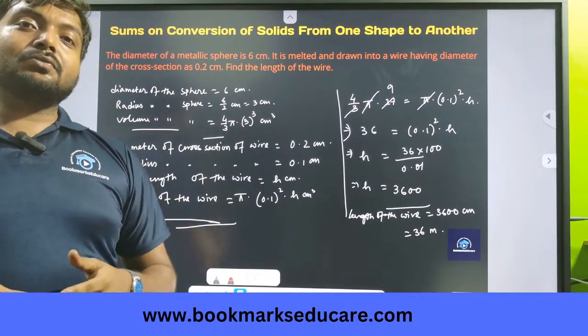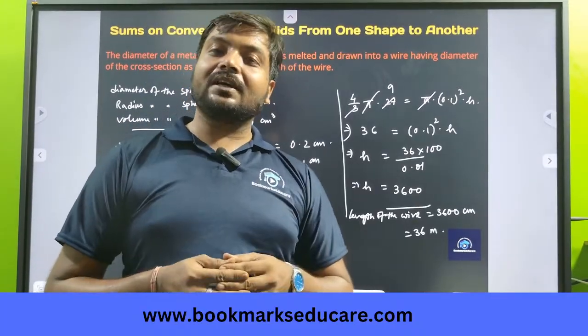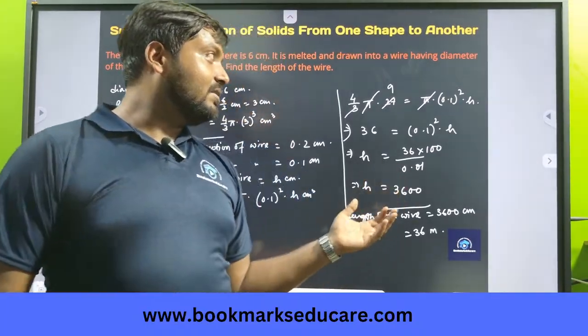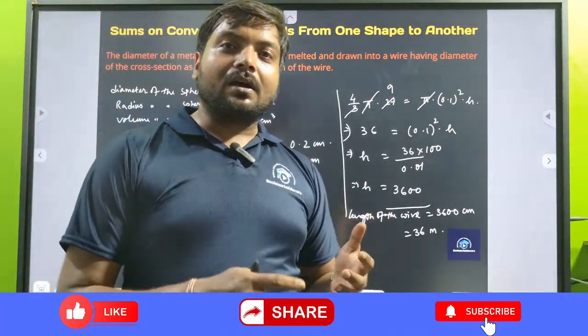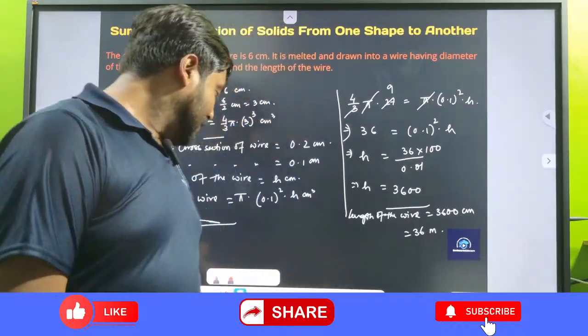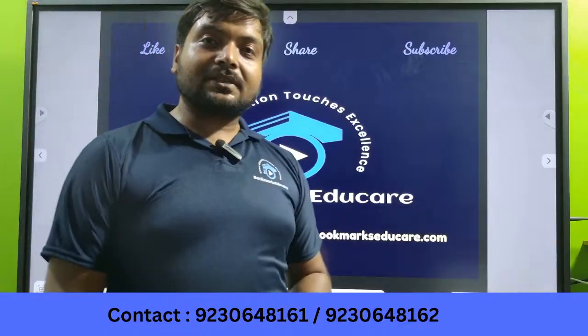So these are the first sums on the first term, and the conversion of solids from one shape to another. These two are the most trendy questions on surface area and volume. So always revise this type of sums.